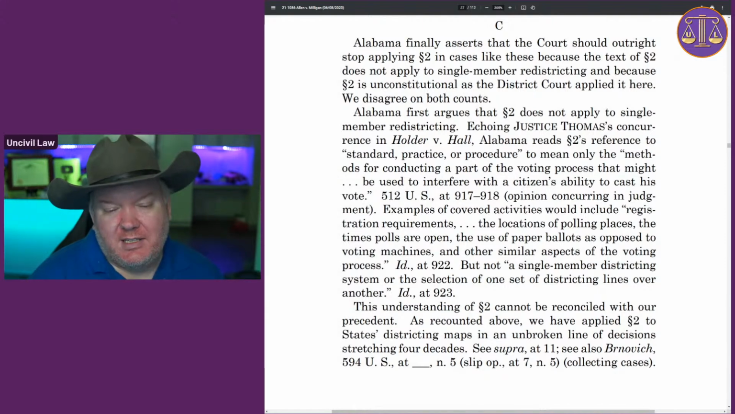Okay, this understanding of Section 2 cannot be reconciled with our precedent. As recounted above, we've applied Section 2 to state districting maps in an unbroken line of decisions that stretch 4 decades.